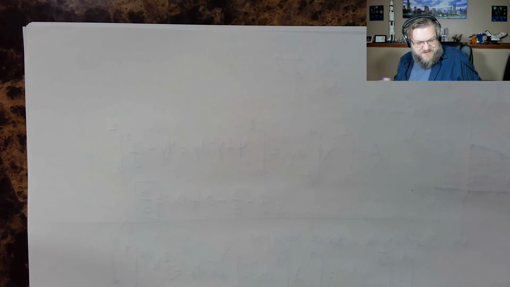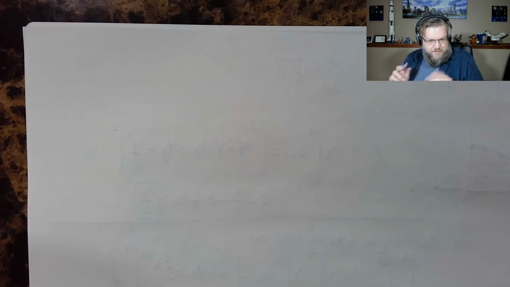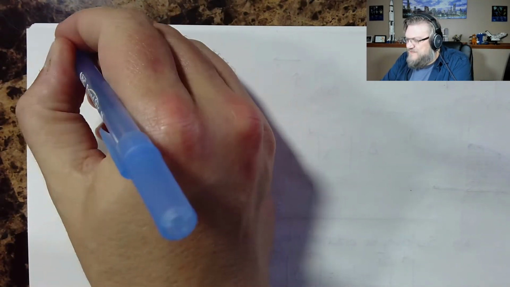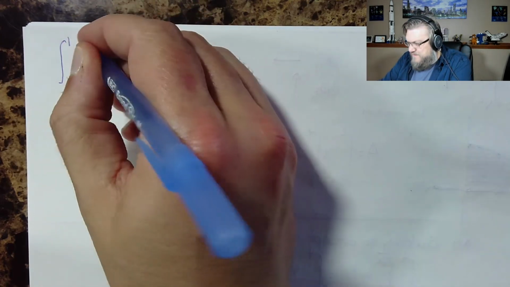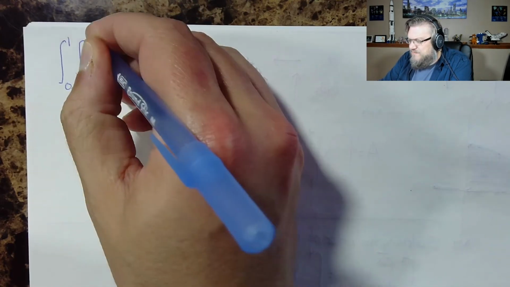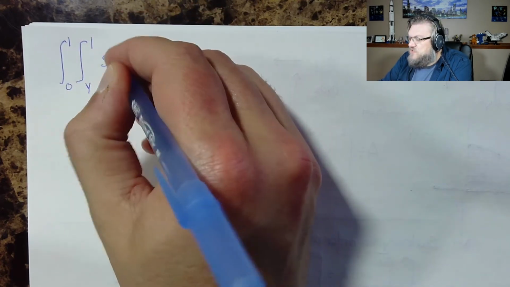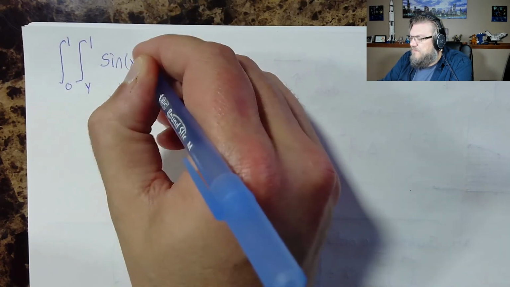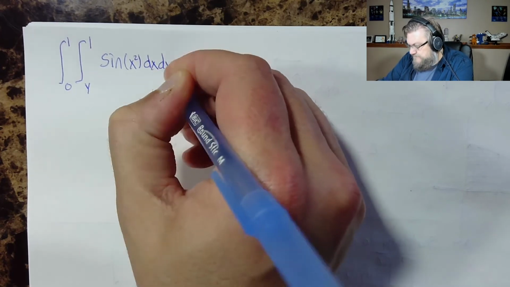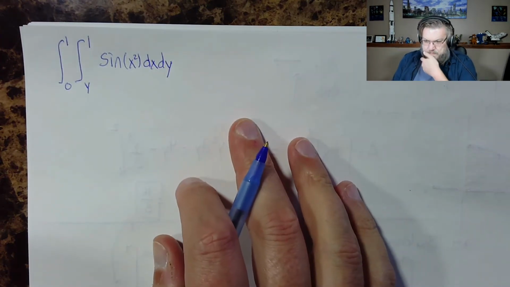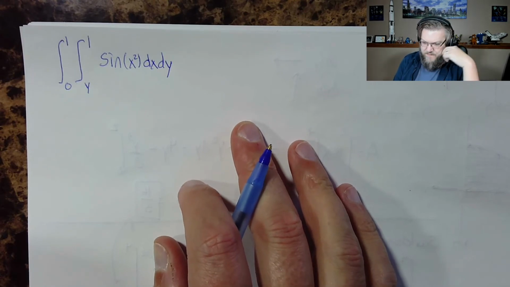All right, awesome. Let's try this now. So let's try to evaluate the integral from 0 to 1 of the integral from y to 1 of sine of x squared dx dy. Now this seems innocent enough at first.